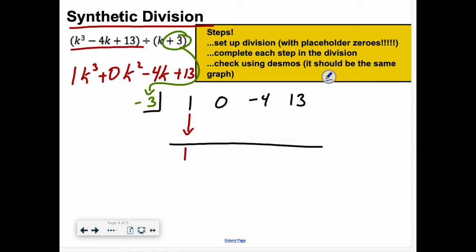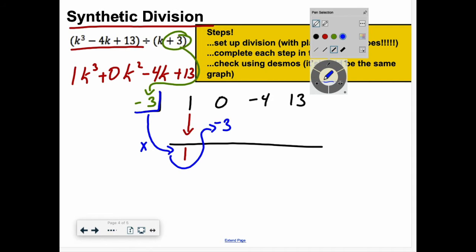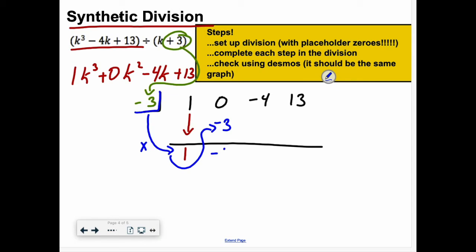And what I'm going to do now is I'm going to do whatever's in this box times this number. I'm going to put it here. So, well, negative 3 times 1 is just negative 3. Then I'll add these numbers together, and the result goes here. So, 0 minus 3 is negative 3. I'll do the same thing. I'll do this negative 3 times this negative 3. I'll put the result here. Well, negative 3 times negative 3 is positive 9. Negative 4 plus 9 is going to give me a positive 5.